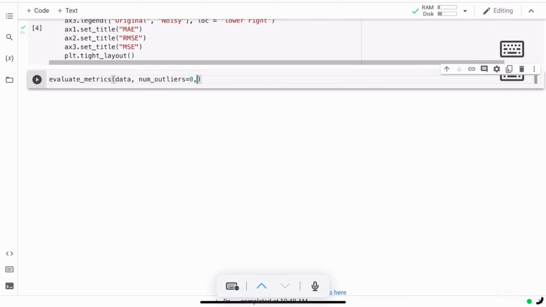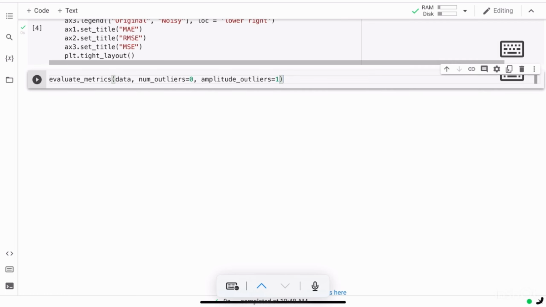As of now, I am not giving any outliers. And then amplitude of outliers. Amplitude means how much the outlier should be different from the original dataset. Amplitude outliers, I am just giving 1. That means keep the original data itself. There is no multiplication of amplitude.